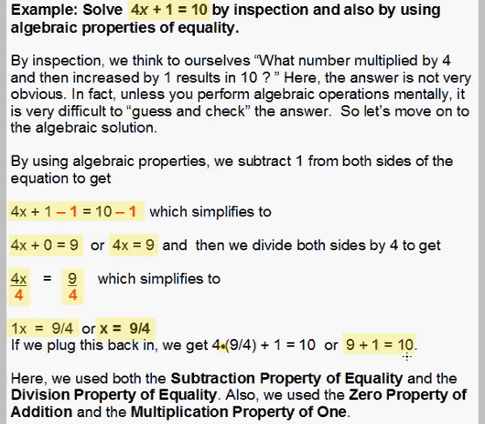And if you're having some difficulties with these fractions, we're going to have a whole unit on fractions later on. So 9/4 is our solution. We use the subtraction property of equality, the division property of equality, and we also use the 0 property of addition and the multiplication property of 1. We used all those algebraic properties that we used in the previous examples. And you can see why they're important as the equations become more and more complicated.